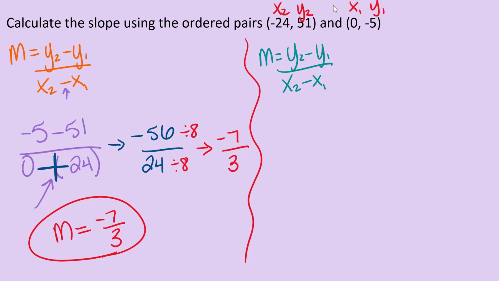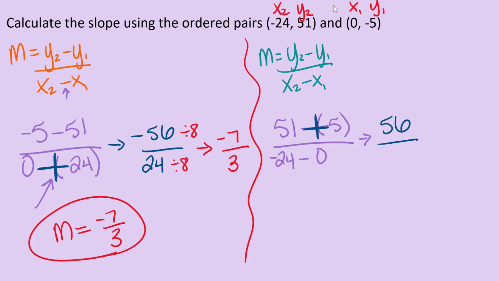So this time my y2 is going to be 51 minus y1, which is negative 5. So now I have the double negative on the top, over x2 is negative 24 minus x1, which is 0. Again, that negative negative becomes positive. So 51 plus 5 becomes 56 over negative 24 minus 0 is just negative 24.